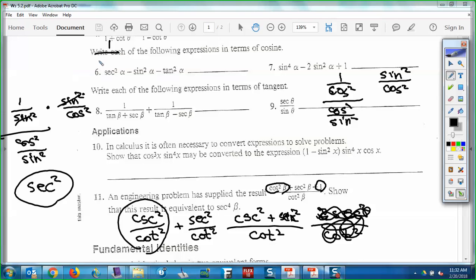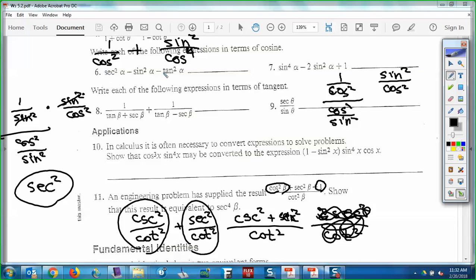Now I just realized I'm going to leave that 1 over cosine squared right here. And then this one, I just am doing over here. And what do I get here? I get sine squared plus cosine to the 4th. Right? Because nothing cancels here when I flip this one. So I get sine squared over cosine to the 4th.